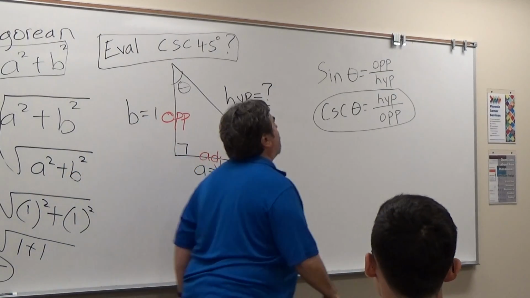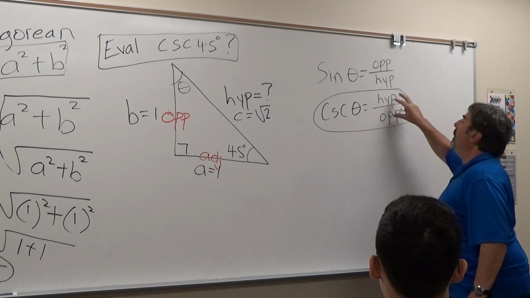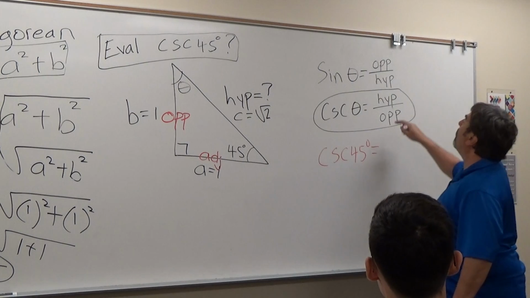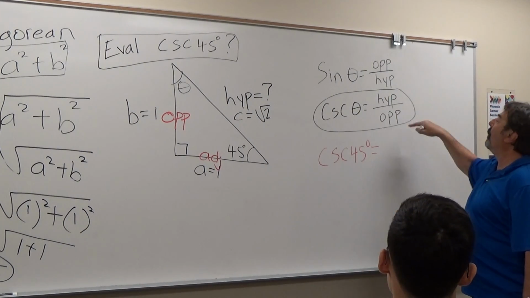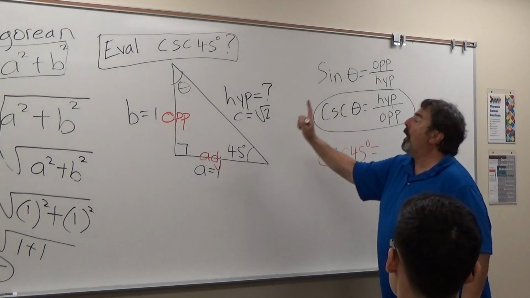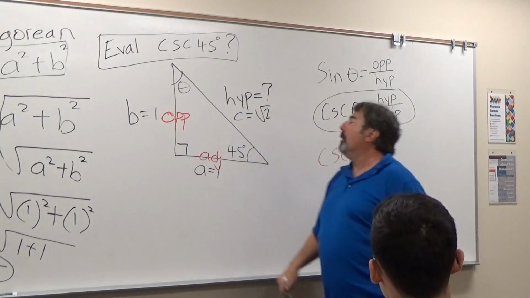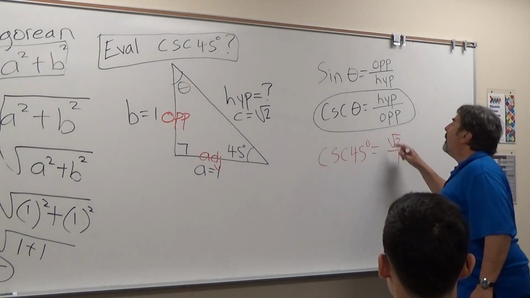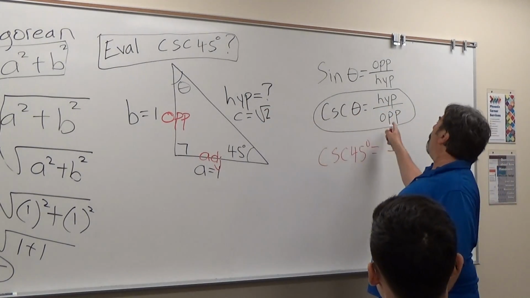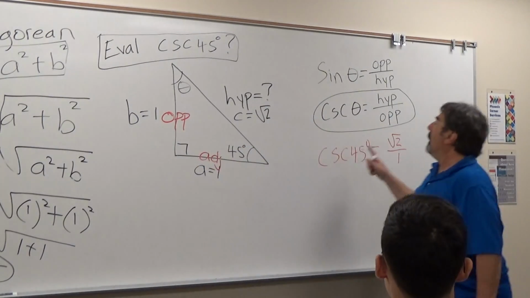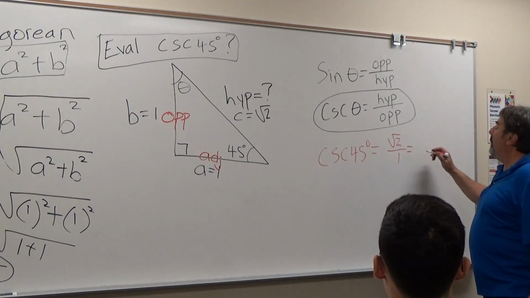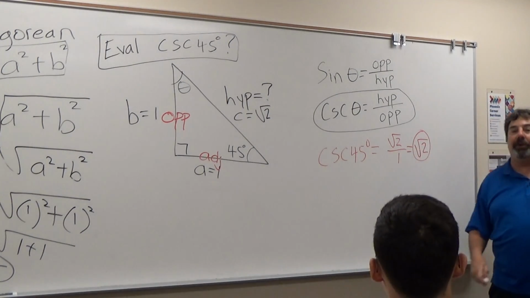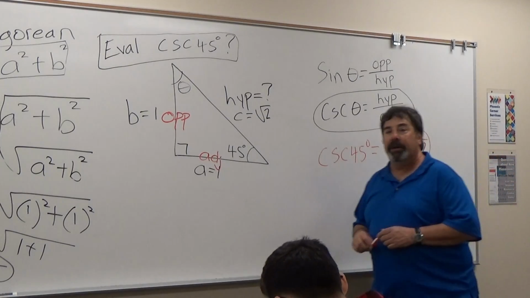So now all we have to do is plug our values in. The cosecant of the 45-degree angle is going to be the hypotenuse over the opposite. So that's what number over what number? It's square root of 2 over 1. Good. That's the hypotenuse over the opposite. Now that just ends up being equal to what? Square root of 2. Yeah, anything over 1 is itself. So there's the answer to our problem. Good job. Are we okay?